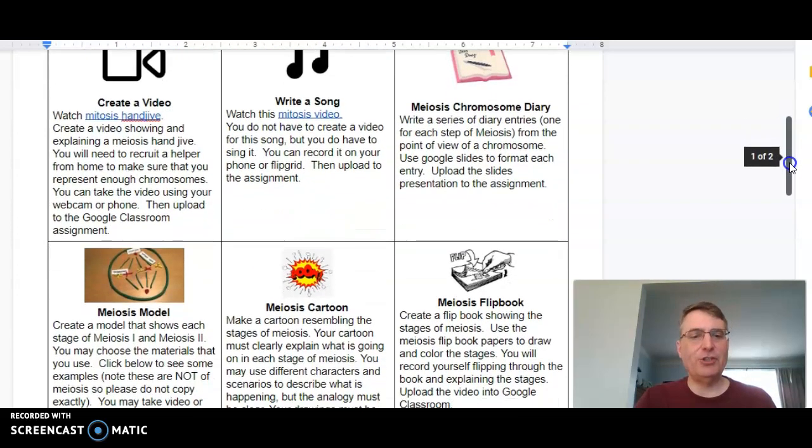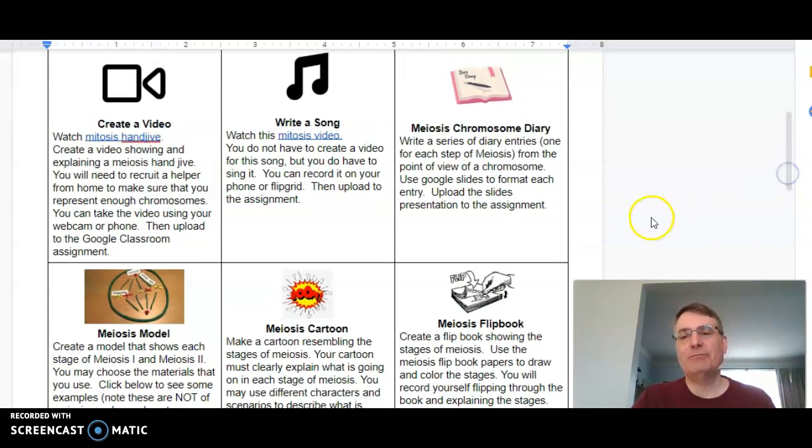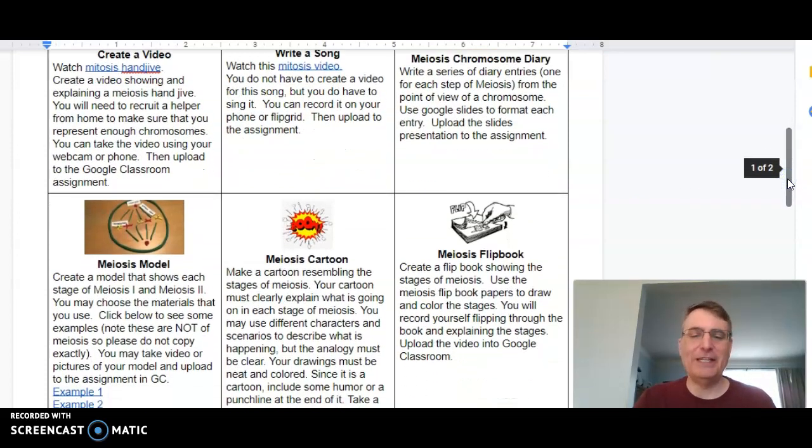Some examples of things you can do: you can create a video. There's a little thing you can click on and do a little meiosis hand jive, some sort of little video to explain that. You can write a little song on it. In both those cases, you basically record it and submit that assignment. You could write yourself a little chromosome diary on meiosis, just a series of diary entries. Another way you could do that is a series of tweets of meiosis occurring, and write that out as it's being tweeted.